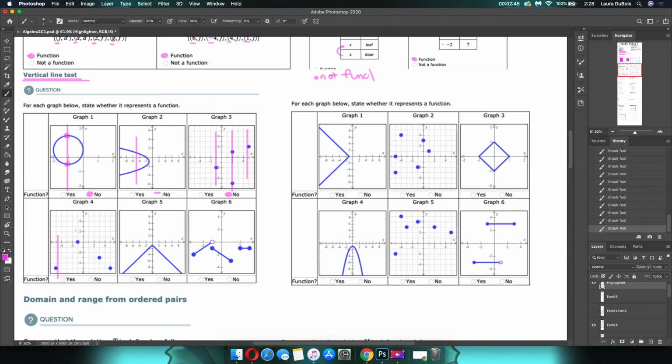Passes through 1, passes through 1, passes through 1. Pass. That one is a function. Over here, I can do it as many times as I want, but wherever I draw my vertical line, it's always going to pass through only 1, therefore it's a pass.